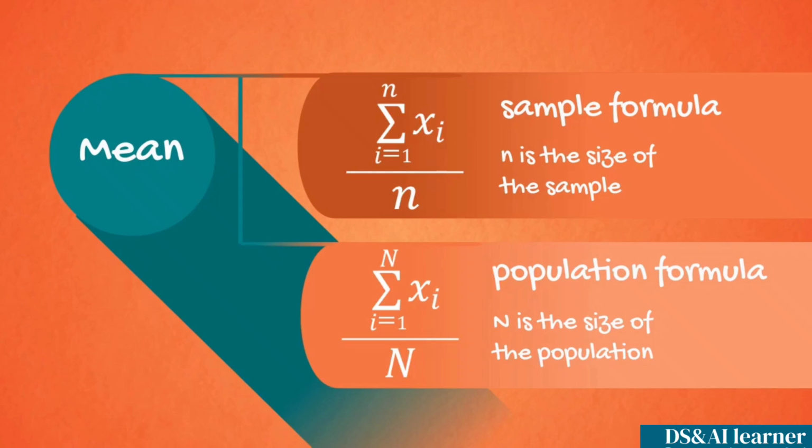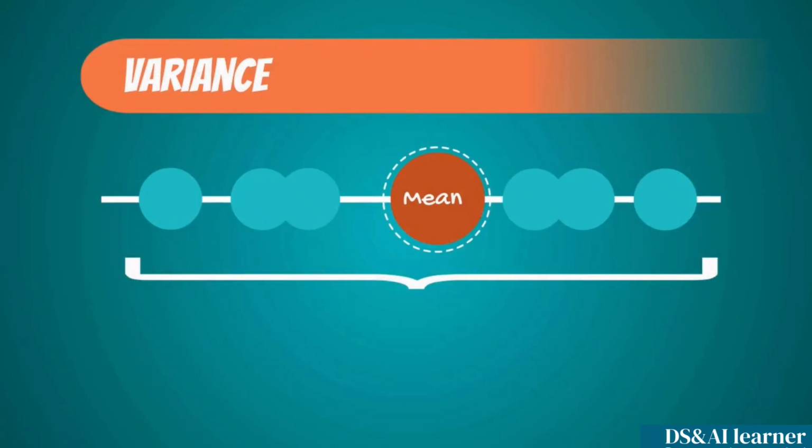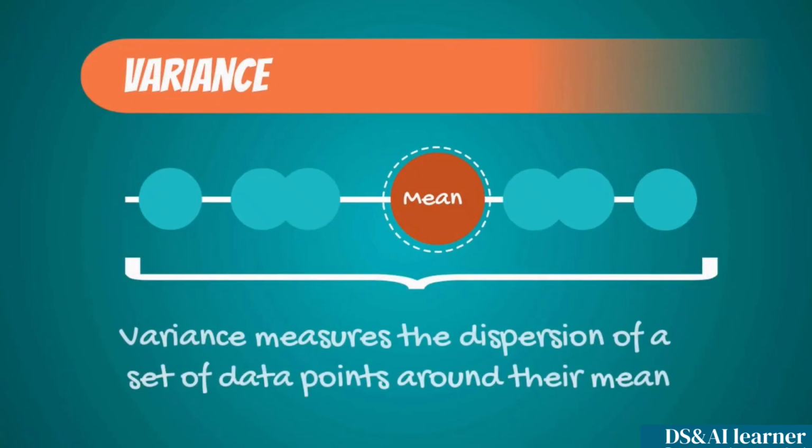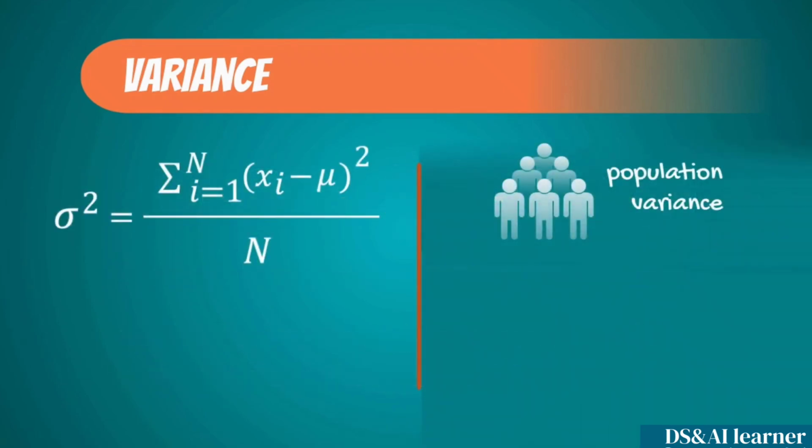Okay, now, after this short clarification, it's time to get on to variance. Variance measures the dispersion of a set of data points around their mean value. Population variance, denoted by sigma squared, is equal to the sum of squared differences between the observed values and the population mean divided by the total number of observations.